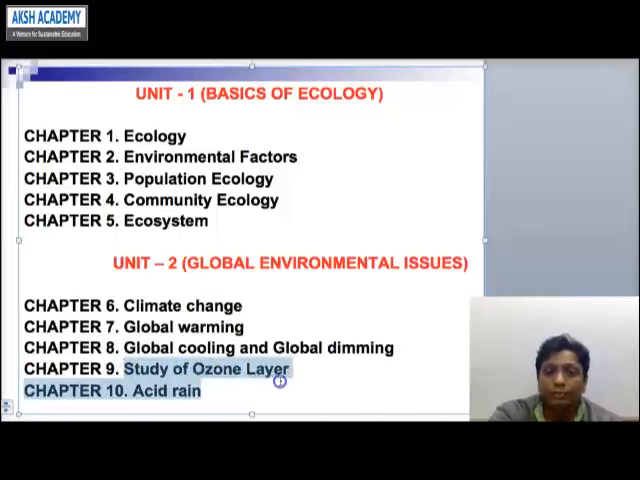Study of the ozone layer. Even UPSC asked a question, I think in 2013: why is there maximum ozone depletion toward the southern pole? Acid rain, from time to time there is a question, guys. In 2011 and 12 UPSC asked which gases are responsible for acid rain. Produce the acid rain like sulfur dioxide, carbon dioxide, nitrogen oxides. All were correct there.